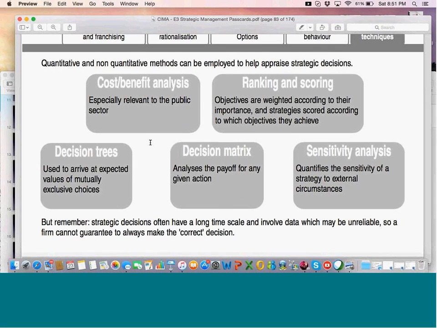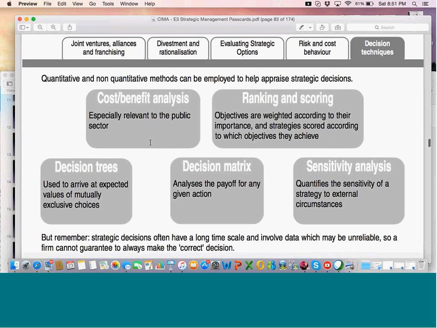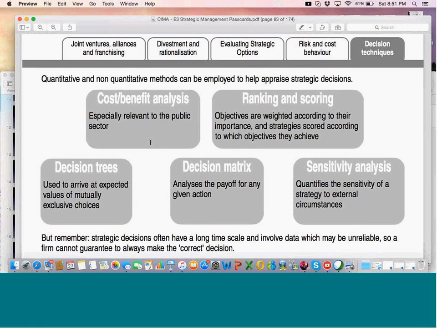Now is the time for you to make decisions. How will you make these decisions? You have the cost-benefit analysis, ranking and scoring, sensitivity, decision matrix, decision trees, all these kinds of different things that you can use, right? But you will have financial as well as non-financial factors to consider.